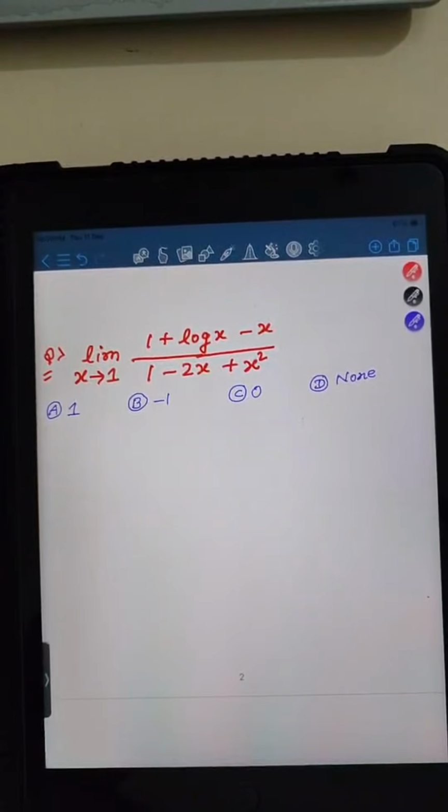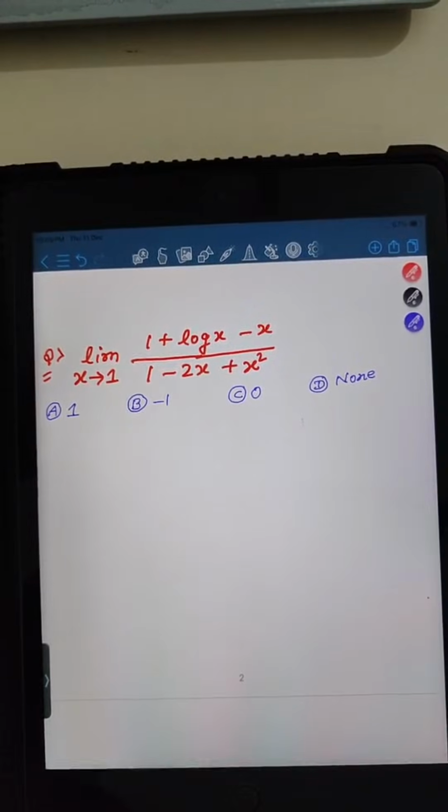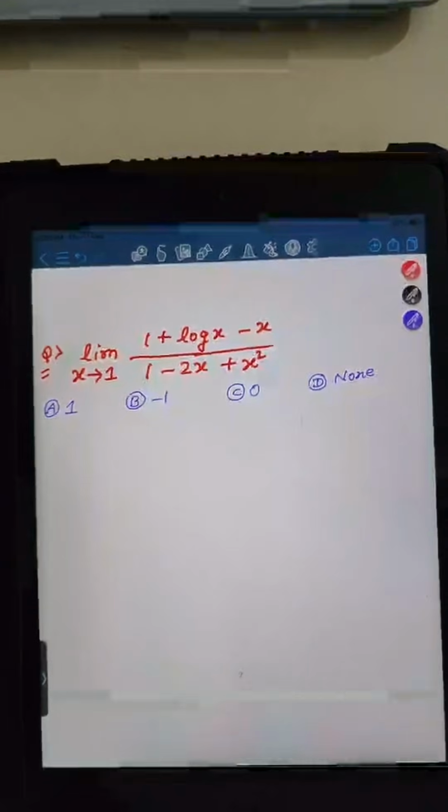Tilak Raj, you are correct. Anyone else who has solved this question? You can use L'Hospital rule in this question because if you put x equal to 1, you will see that it is an indeterminate form, that is 0 upon 0. Nutan Kumari D. Correct, Nutan, you are correct.